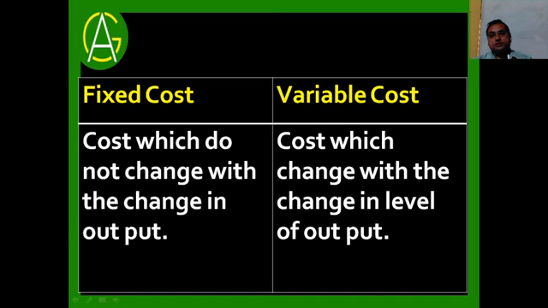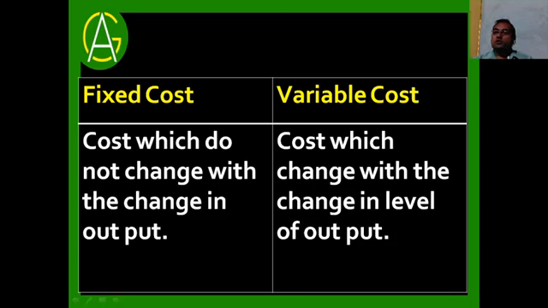Variable cost. Now variable cost, on the other hand, means the cost which changes with the changes in the level of output. That means if production increases, the cost will increase. If the production decreases, the cost will decrease. And if the production is zero, the cost will be zero.